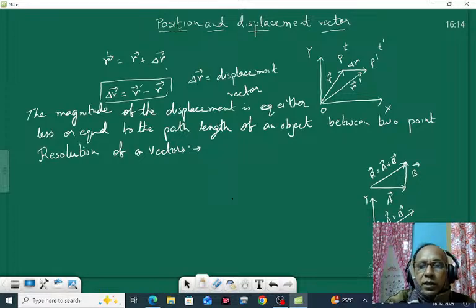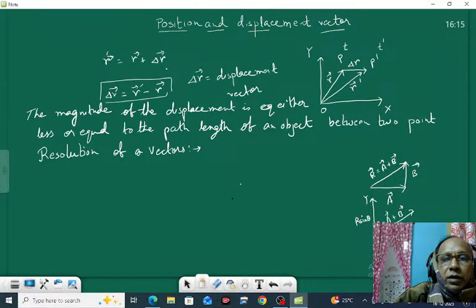In two dimension cases you see this R can be resolved in two ways. If it is 90 degree between A and B, and this is the angle theta, then this OX can be represented as R cos theta, and this OY can be represented as R sin theta. So these are the resolution of the vector R.